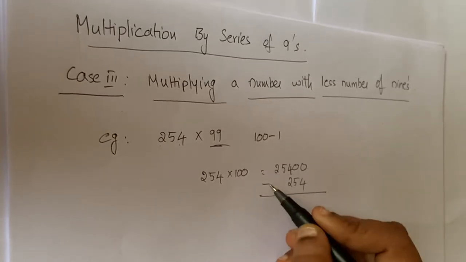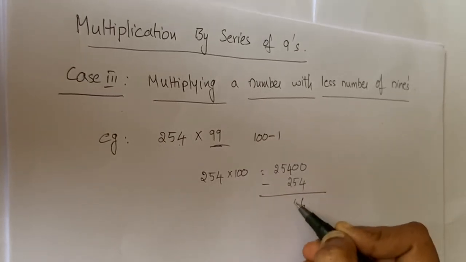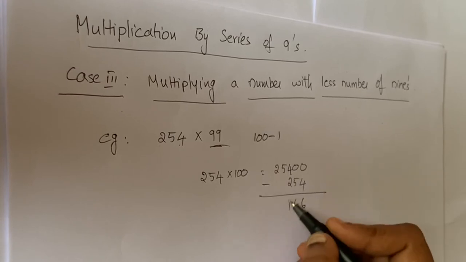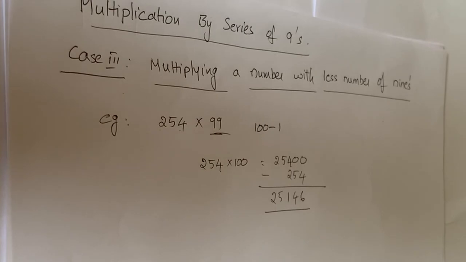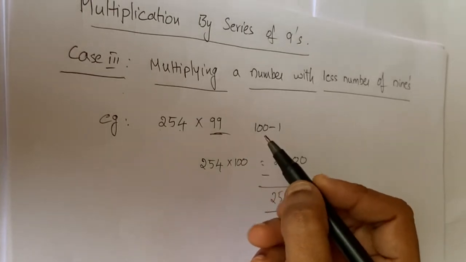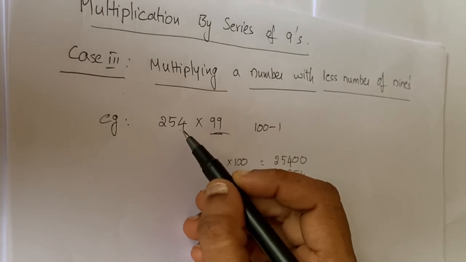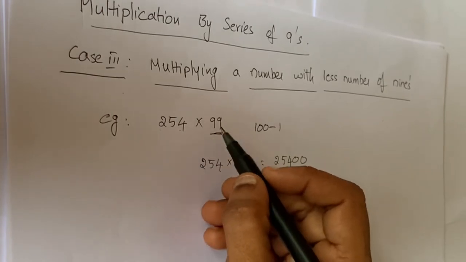So here we have to subtract. 6, 4, 1, 5, 2. So this is the answer. So this is a very easy method, if the multiplicand consists of more digits than the multiplier of 9 series.